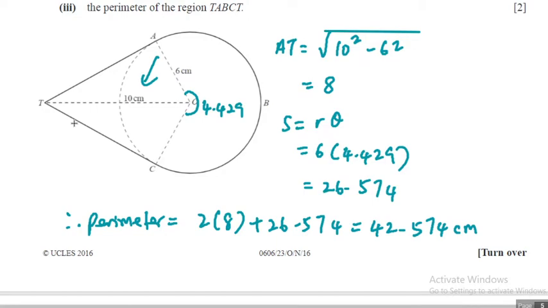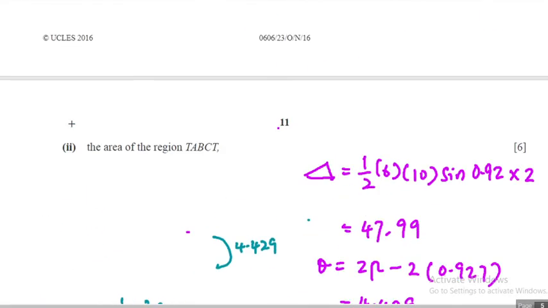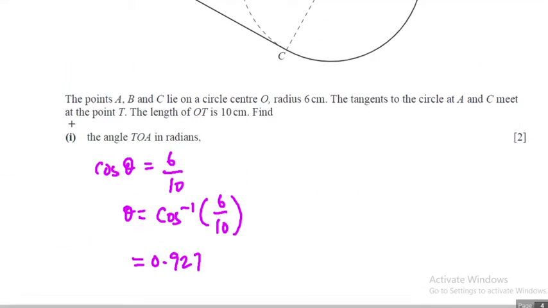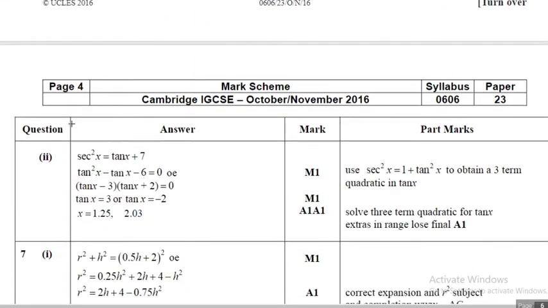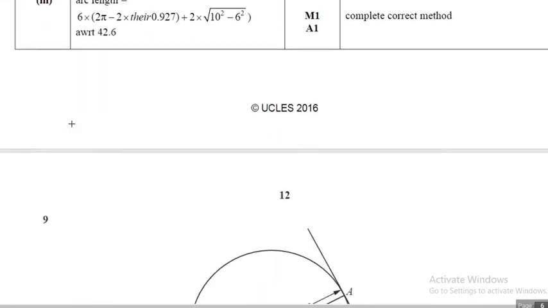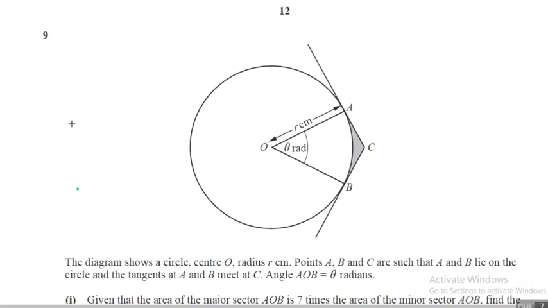All right, so altogether here is 10 marks, and make sure you do it in 10 minutes. So don't worry about this, and then move on to the next question.